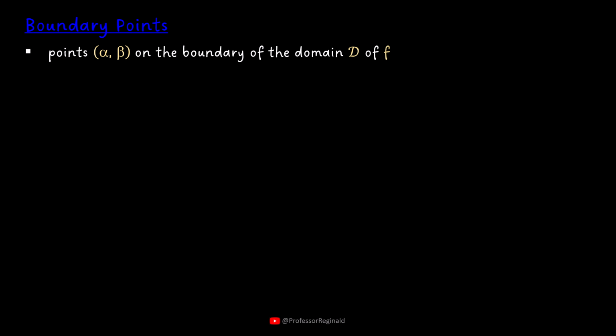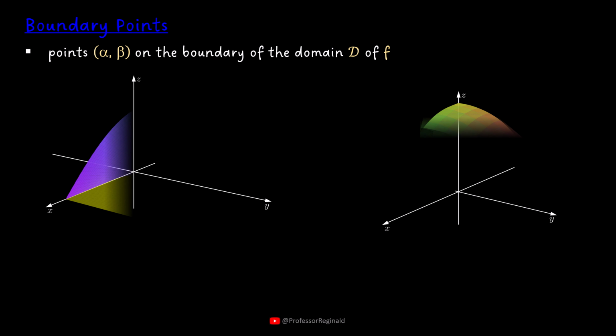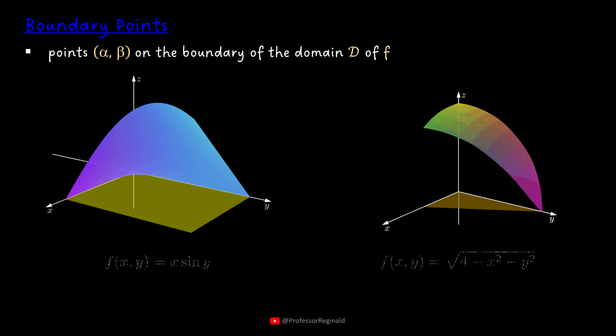Boundary points. Extreme values and saddle points can also be located at boundary points of the domain of a function. Please consider the following graphs of functions of two variables. The highlighted part of the xy plane refers to the domain of the function.